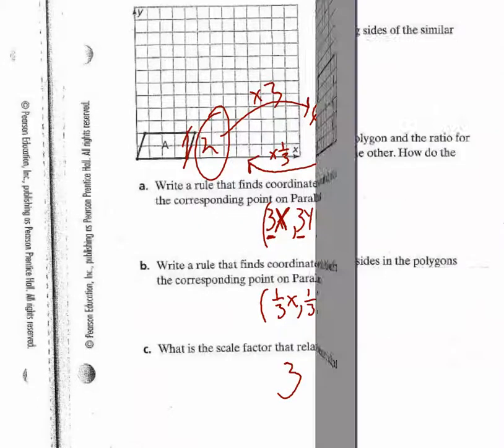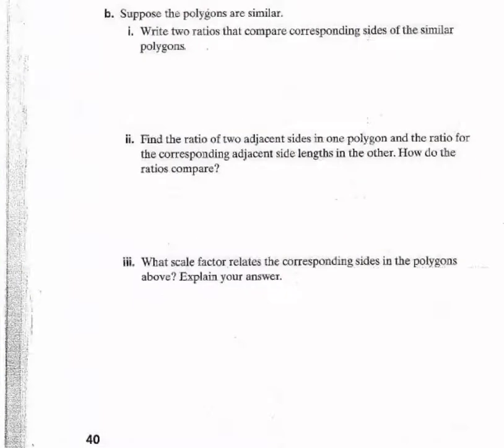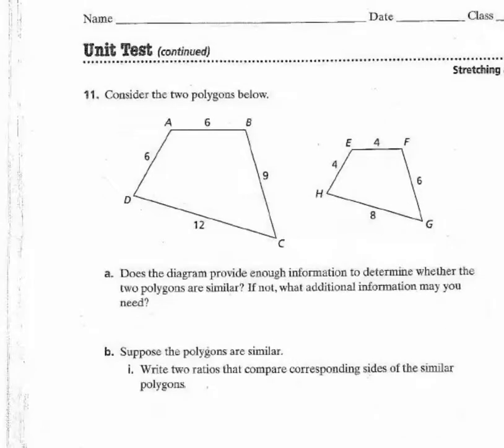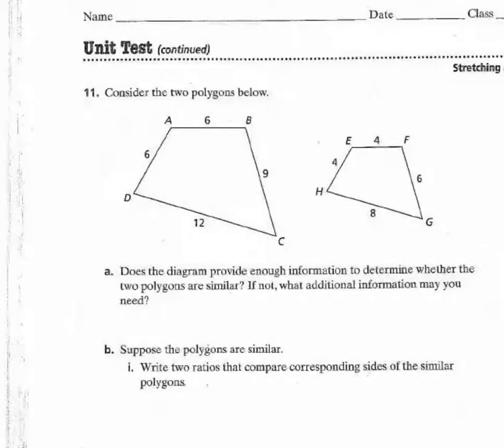And finally, for the last page of stretching and shrinking summer fun, consider the two parallelograms below. Okay. Does the diagram provide enough information to determine whether the two parallelograms are similar? If not, what information do you need? Well, obviously it looks like you have similar angles, but that's not enough. You have to have a similar side length.